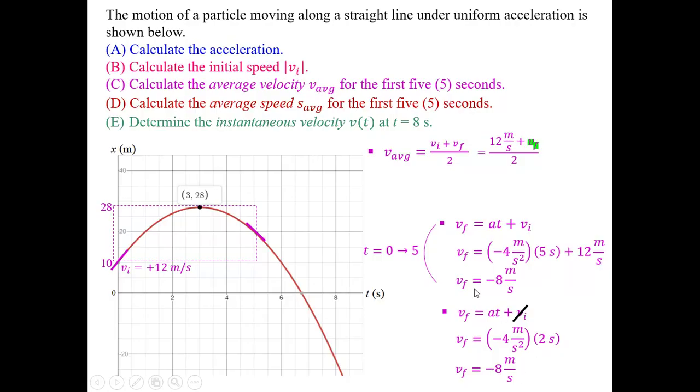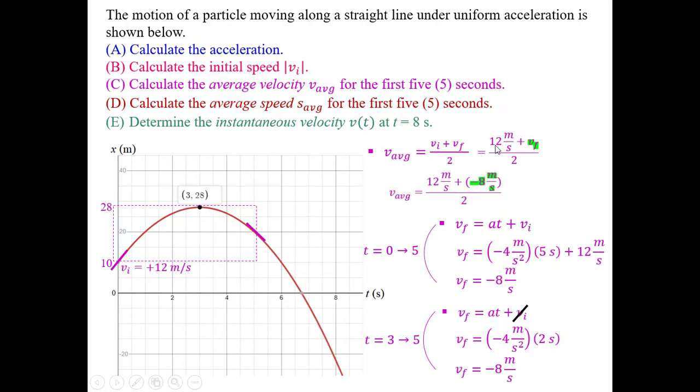So as you can see, regardless of which strategy you use, you get the same final velocity at 5 seconds. You just have to make a choice. Do you want to go from 0 to 5 seconds, or do you want to go from 3 to 5 seconds for this graph? I will choose 3 to 5 all day, because at 3 seconds the initial velocity is 0. Okay. All right.